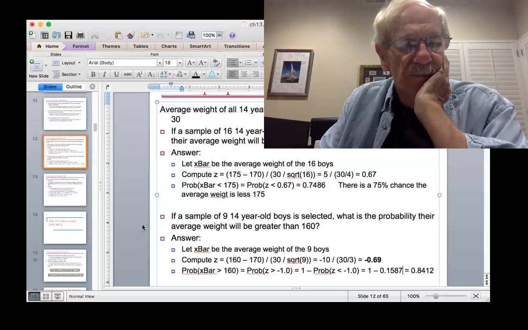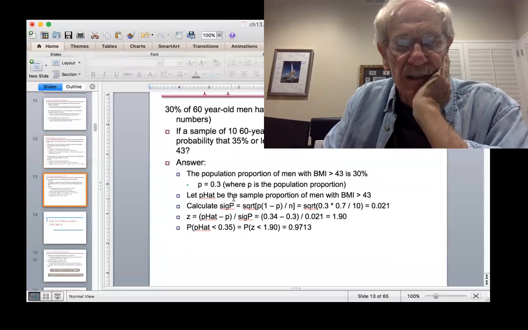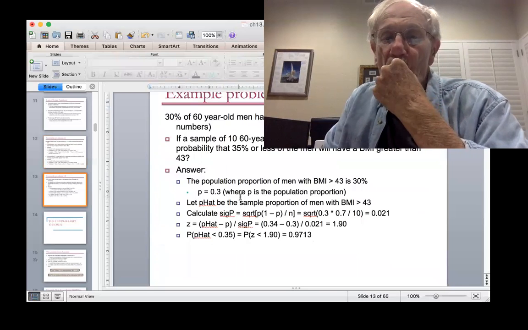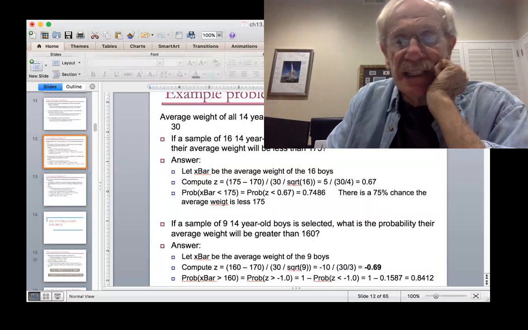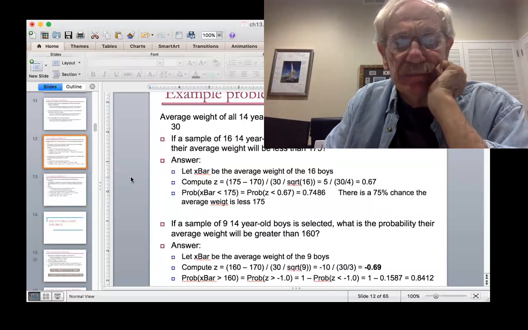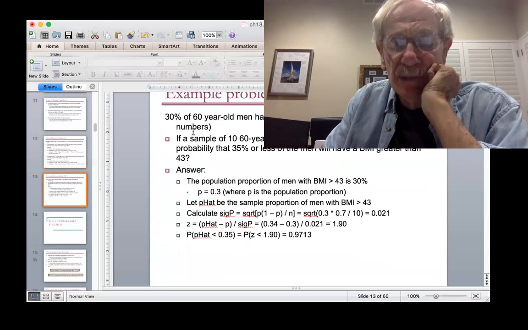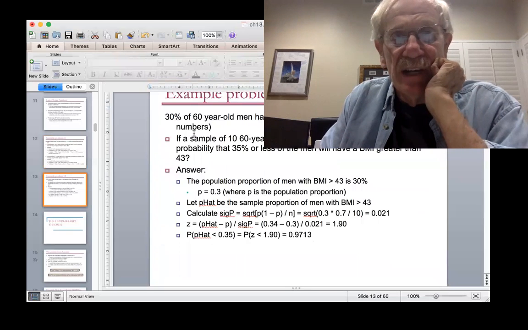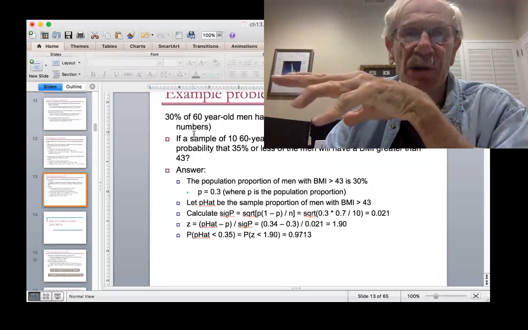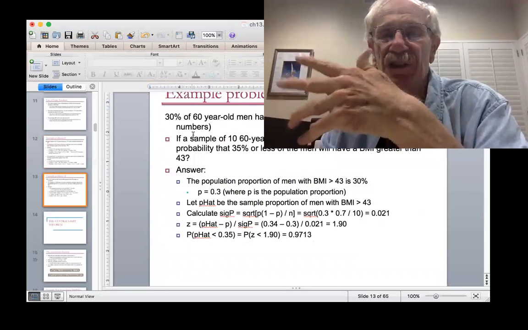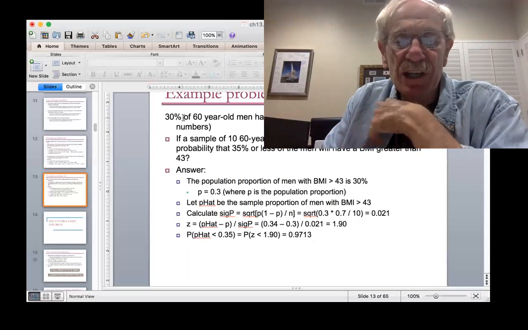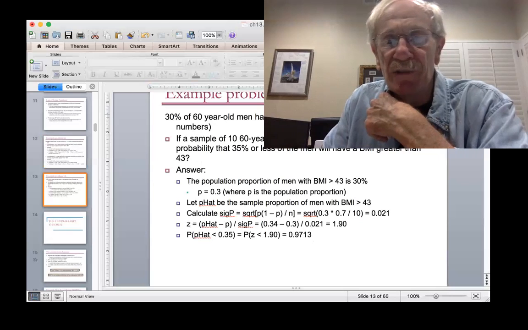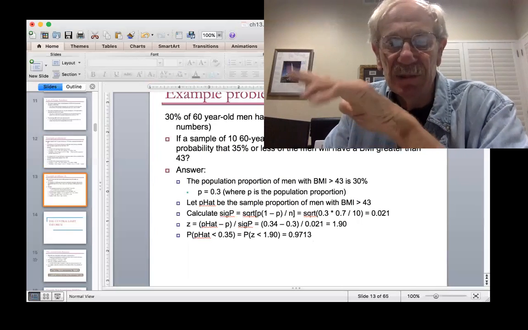Okay, so here is another problem. These two involved means, the average weight. And this one involves a percent of people. So instead of asking what's the average weight of a sample, I might say, what percent of the sample have a certain property? So for example, 30% of all 60-year-old men have a BMI greater than 43. Made up numbers, so whatever.